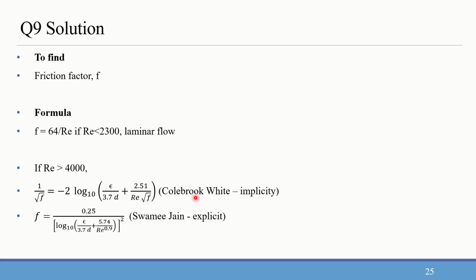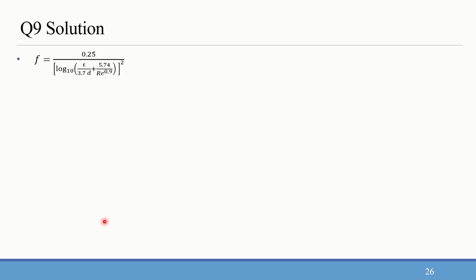So the first is an implicit formula which requires iteration to perform the calculation and get the solution, whereas this is a straightforward approach wherein we can just substitute the numerical values in the formula and get the solution. So we are going to use this formula for our solution. So we'll take this and write f is equal to 0.25 divided by log of epsilon by 3.70 plus 5.74 divided by Re to the power of 0.9, and this whole term has the square.